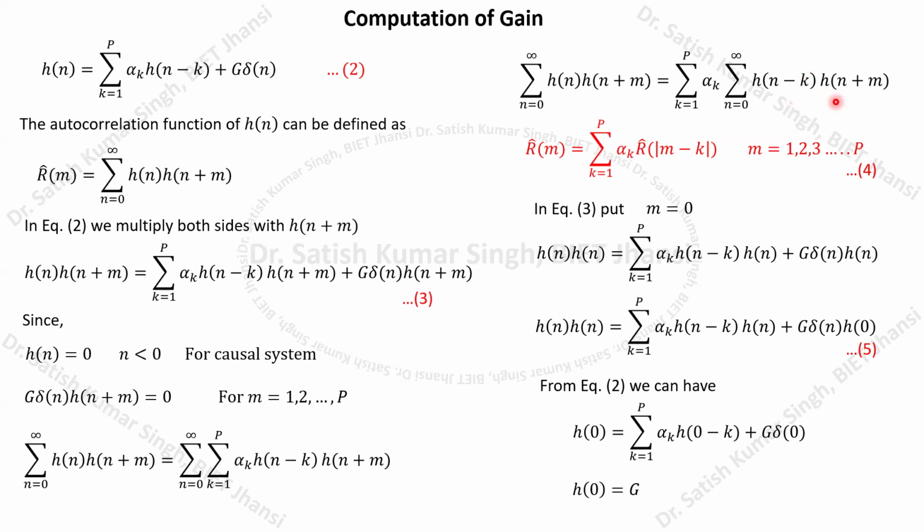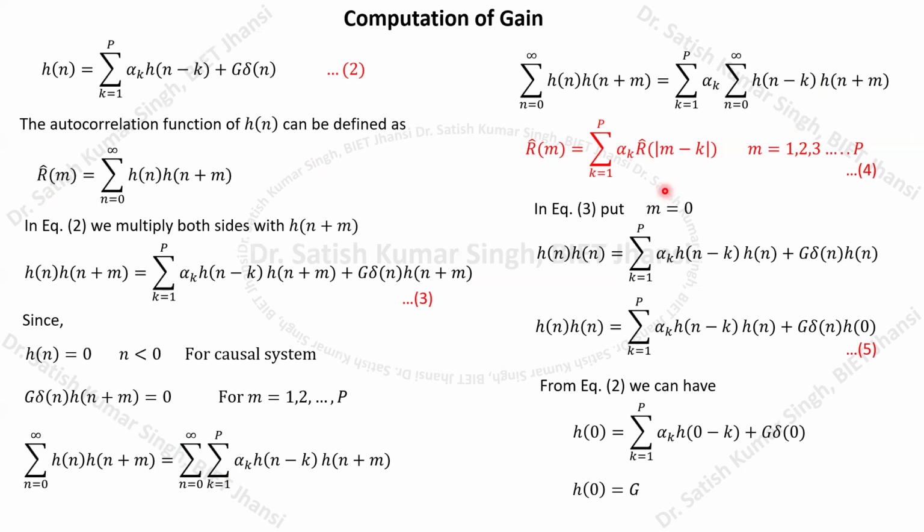So this can be written again as the autocorrelation function, r cap of mod of m minus k. It is the relative shifting between the two signals. It may be an advanced shifting, or it may be a delayed shifting. So the autocorrelation lag parameter will be mod of m minus k.